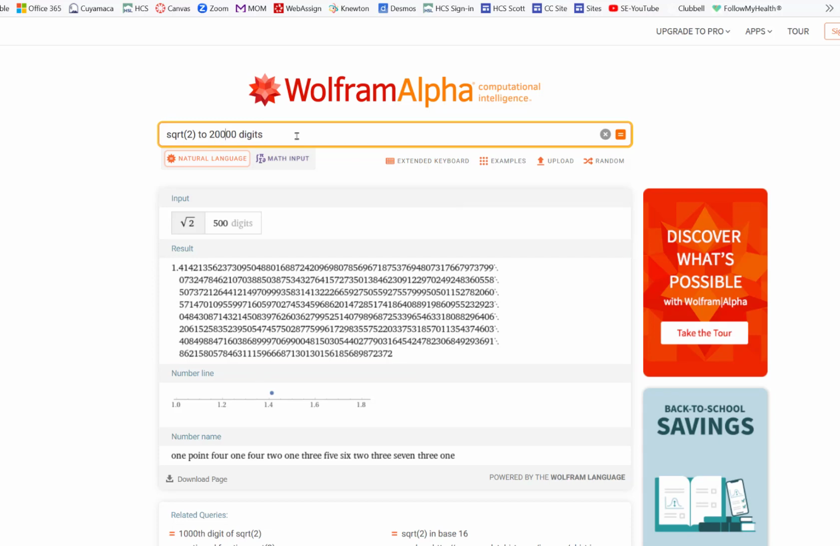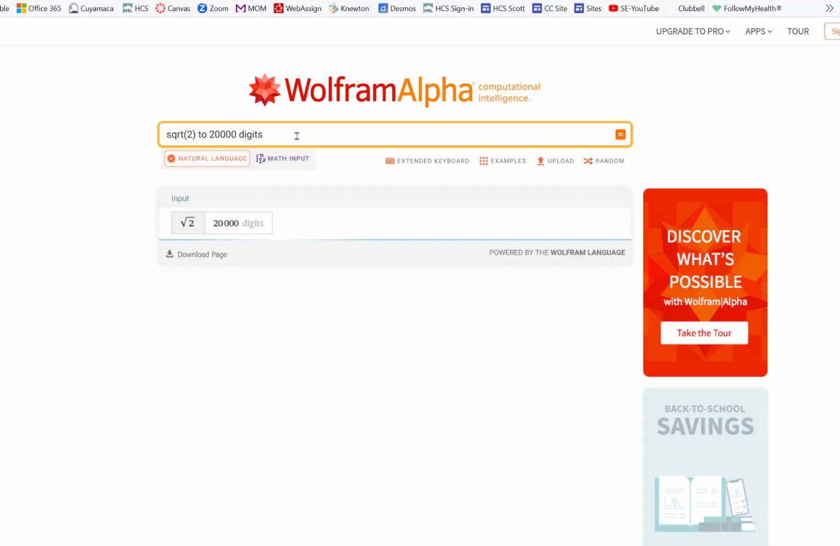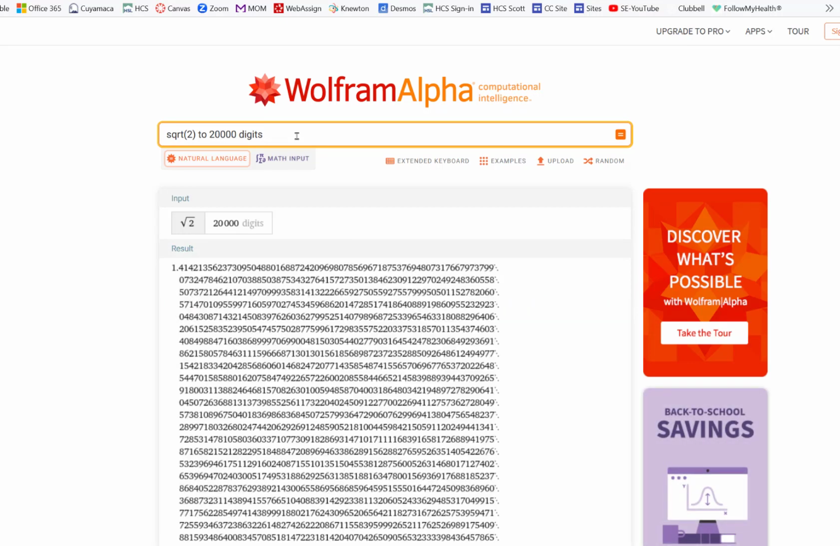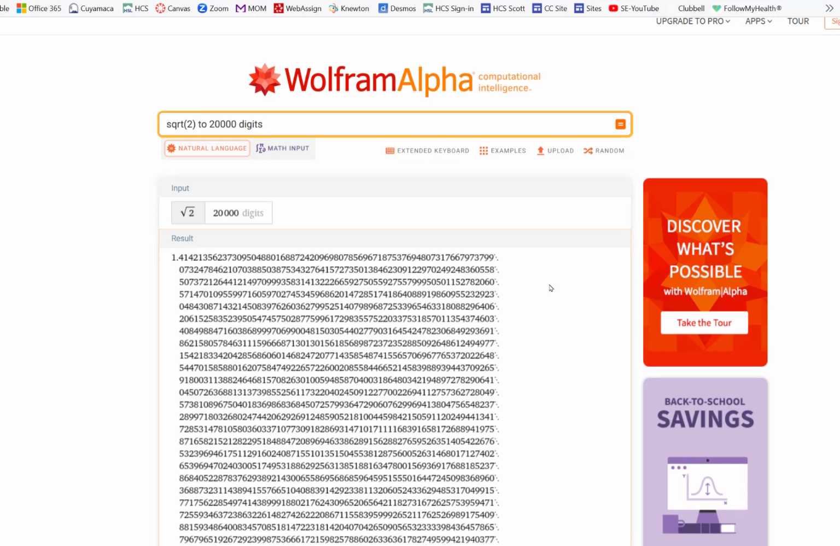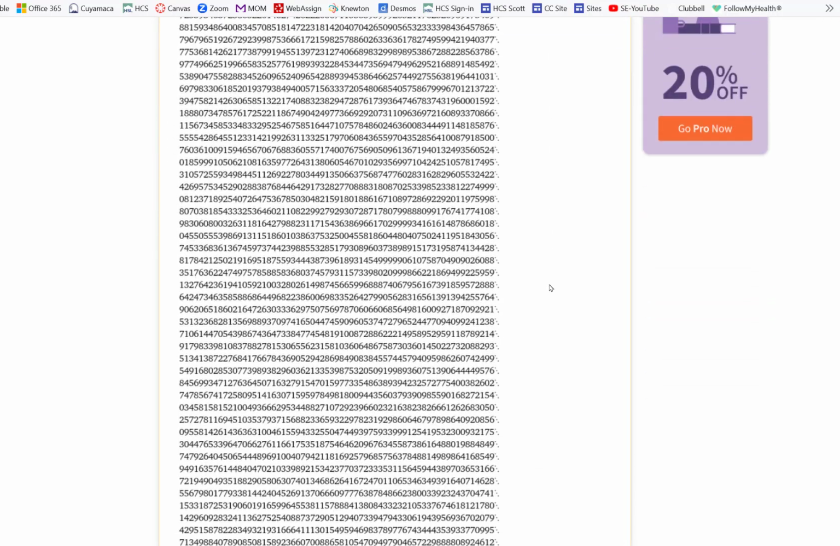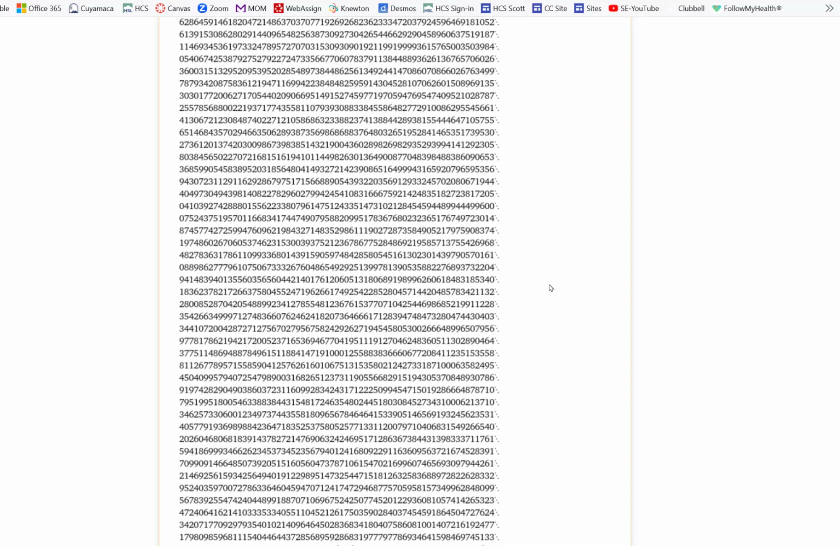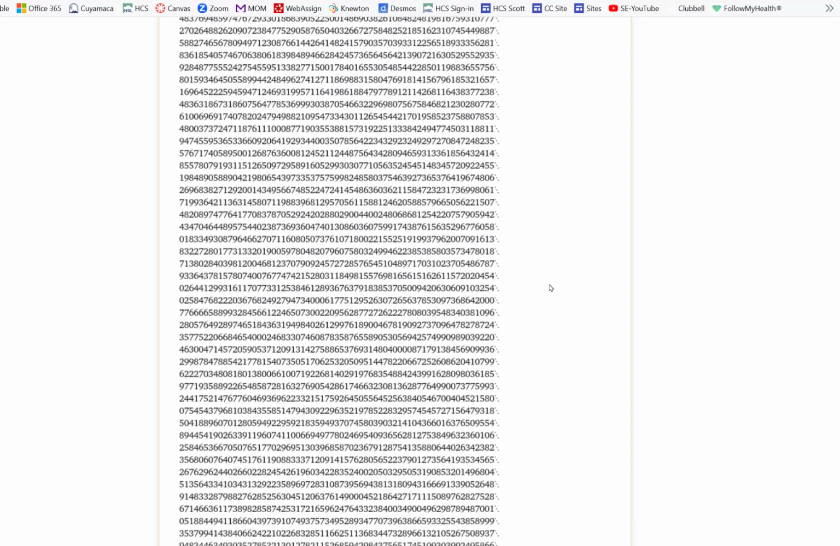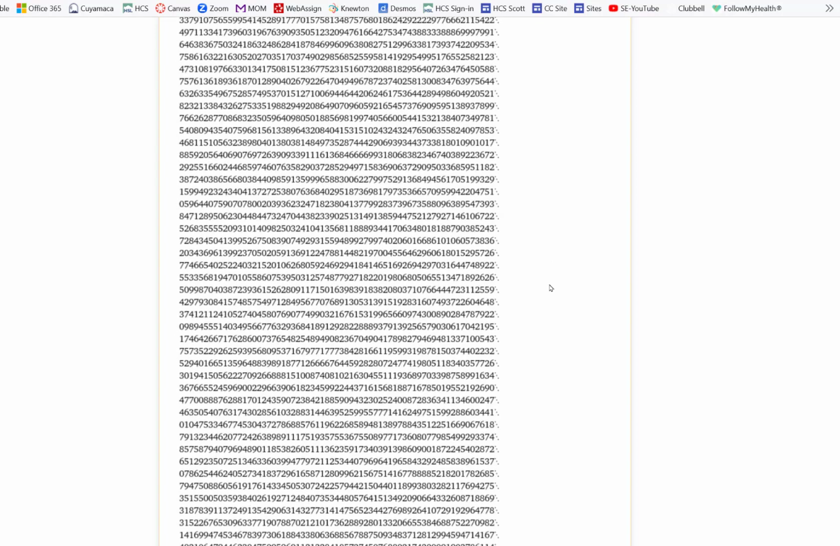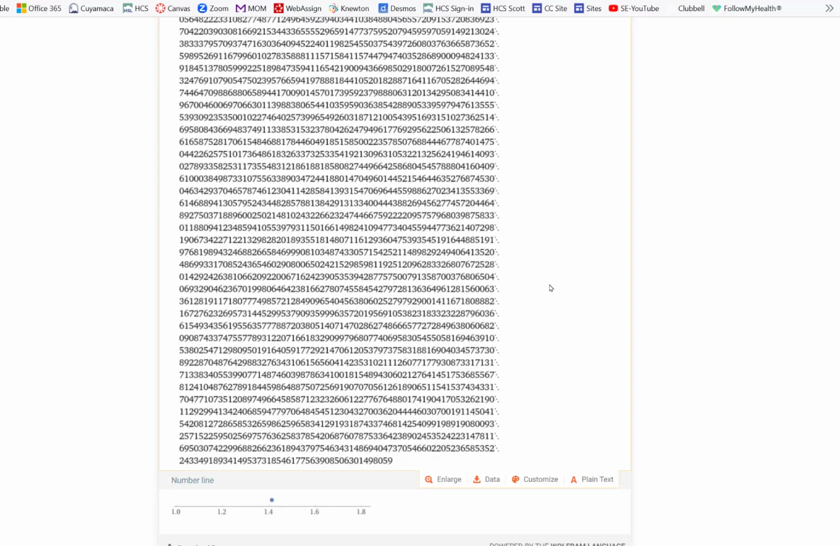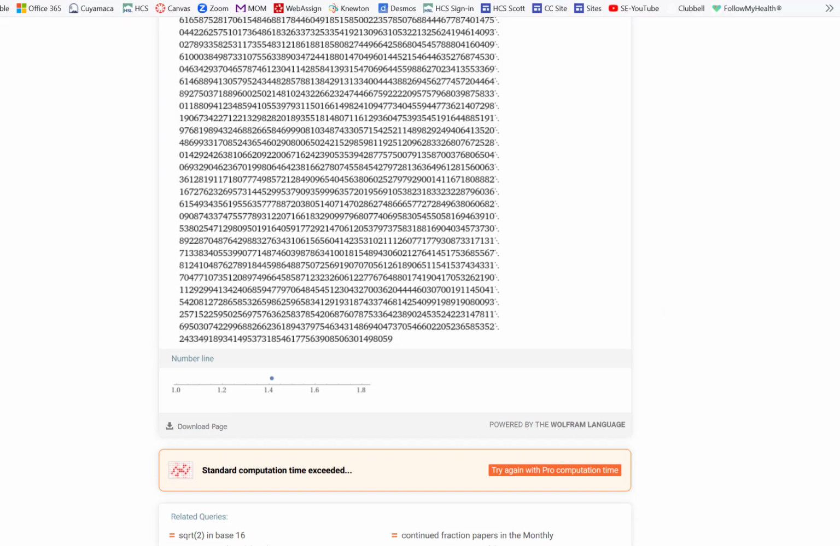Oh, I put in 20,000. Let's see what it does. There it is. Oh my goodness. That's square root of 2 calculated out to 20,000 digits. And there is no repeating in here. You study that, you will never find a repeat pattern. Man, I haven't got to the bottom yet. This is amazing that the computer can do that.